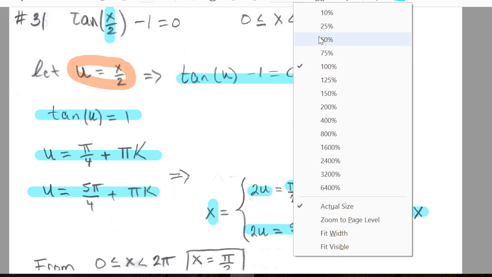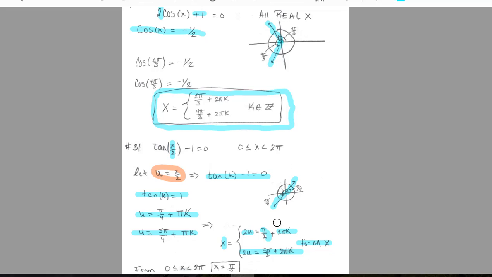Just from 0 to 2 pi, let me shrink my screen a little bit here so we can see. Just from 0 to 2 pi, that would only be pi over 2. So my answer from 0 to 2 pi would only be pi over 2. x equals pi over 2.